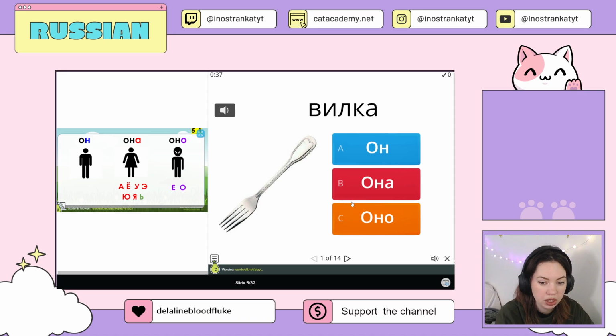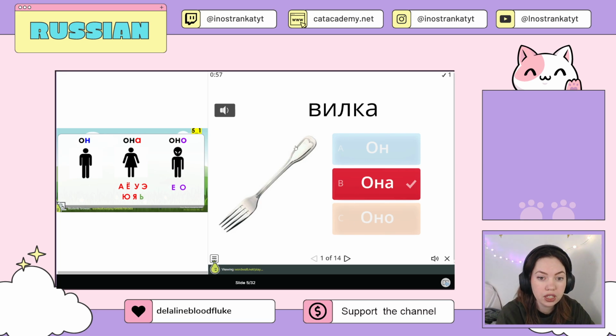Is it е или о? No. So it is not оно. So is it а, ё, ю, у, ю, я, о, мягкий знак? Да, а is here. So it is она. Она. Вилка.